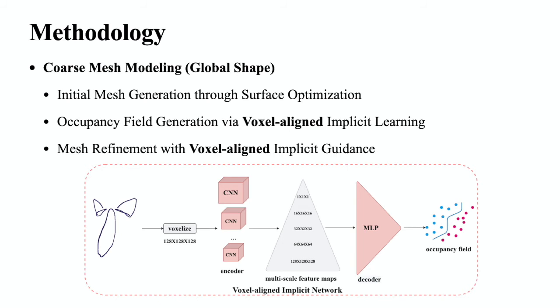Here is a pipeline of our voxel-aligned implicit network. For more details about the voxel-aligned implicit network, please refer to our paper.